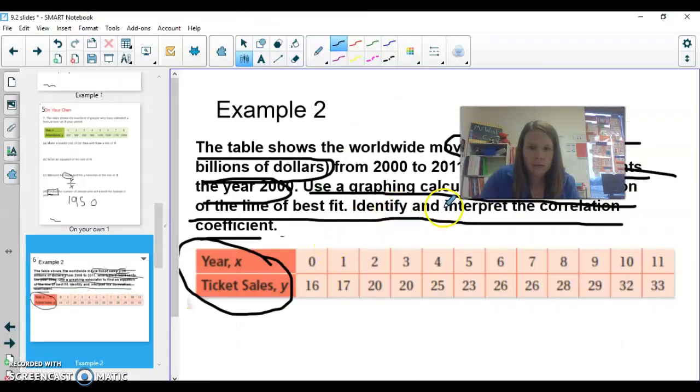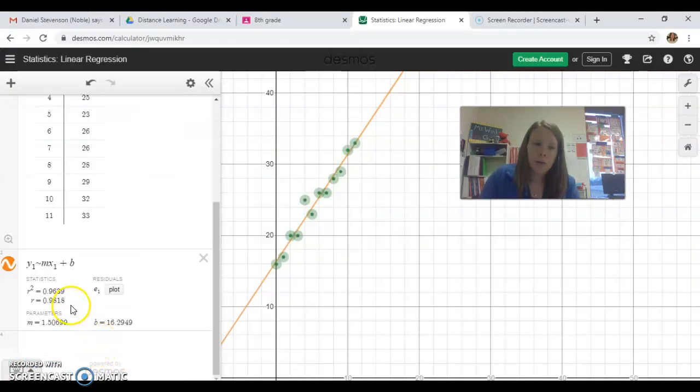Okay, so it says identify and interpret the correlation coefficient. This one I'm not worried that you write it out, but I want you to understand what this means. And that's this little R number right here. I know it's kind of hard to see. Looking down at this bottom corner, this R number there where my mouse is.